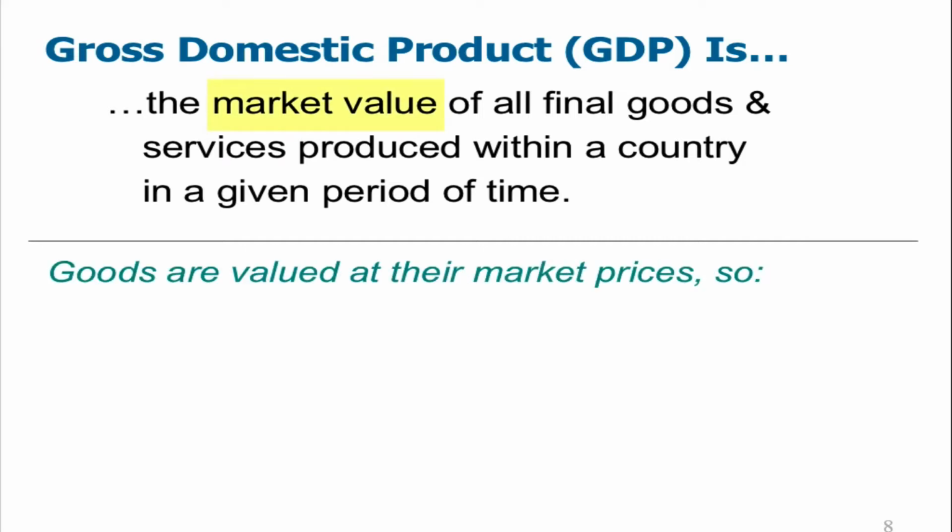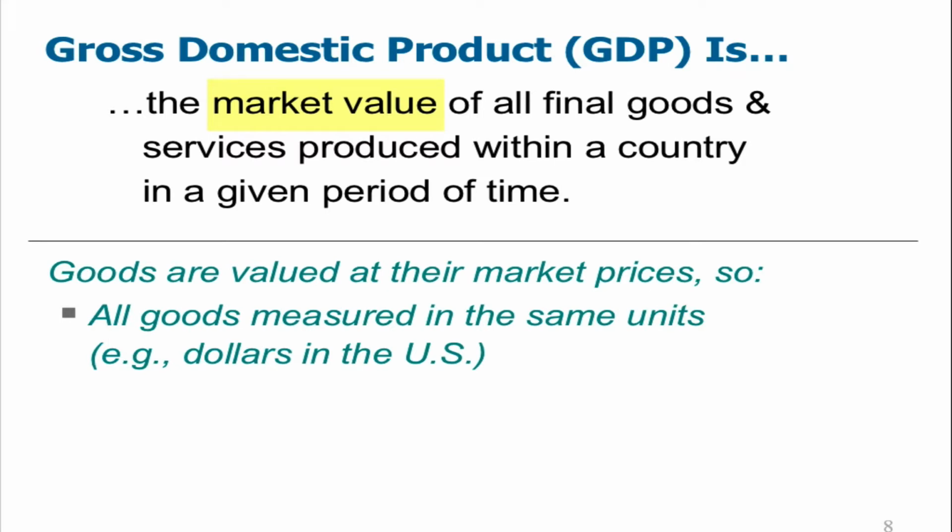Okay, market value. Goods are valued at their market value, so we calculate market value as measured in the country's currency. So if we're looking for US GDP, it's going to be in US dollars. If we're looking for England or the UK's GDP, it's going to be in the British pound. If we're looking for France's GDP, it's going to be in euros. Okay. Ooh, China. Yuan. That's how it's pronounced.